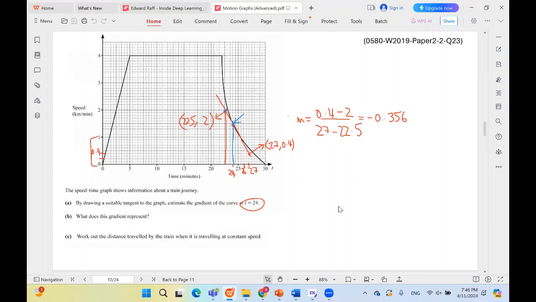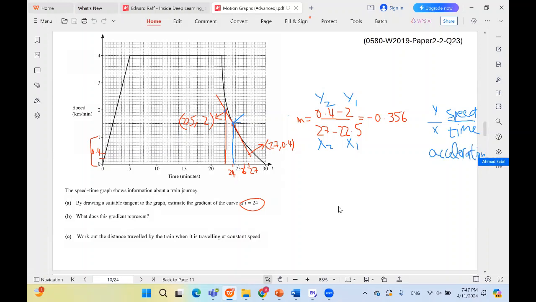So this gradient is actually y2 minus y1 over x2 minus x1. So in a sense, it's y over x. Y here is the speed, and x here is the time. So speed divided by time gives us acceleration. This is if you don't remember what the gradient is when we have a speed time graph.